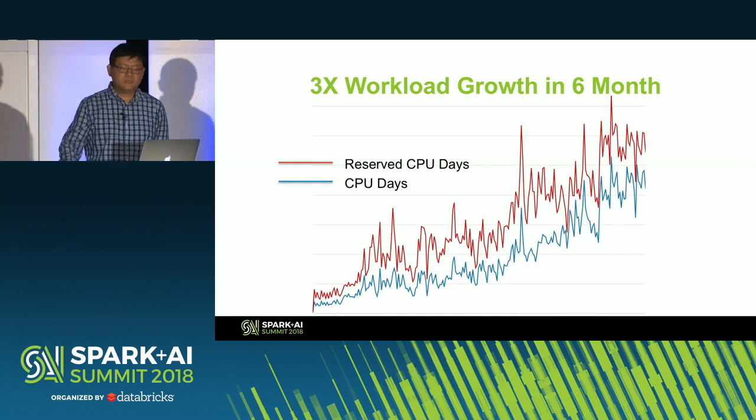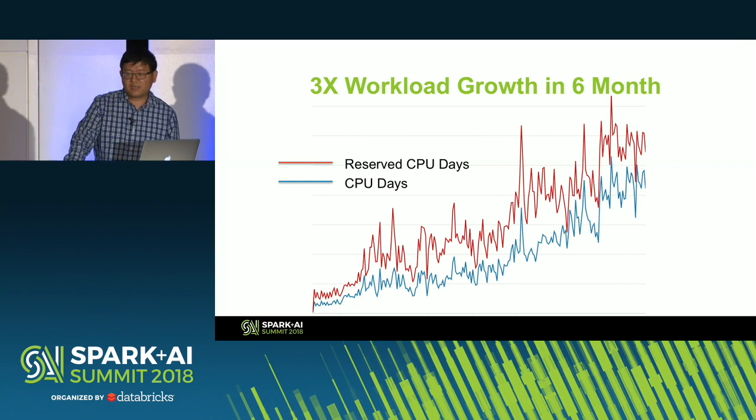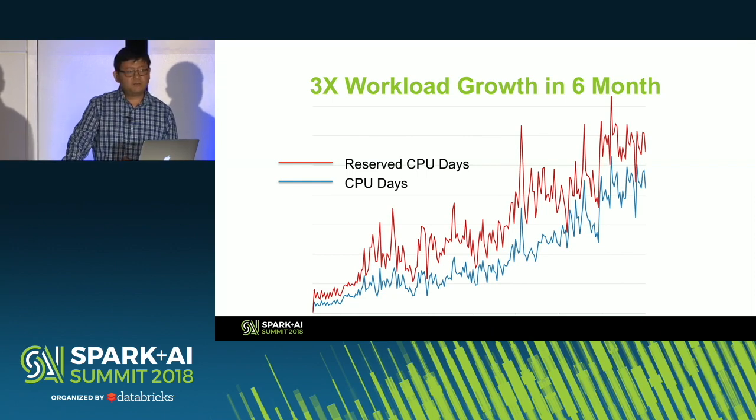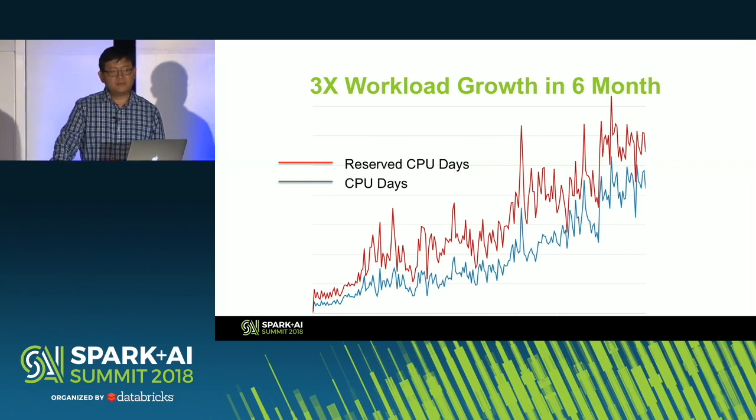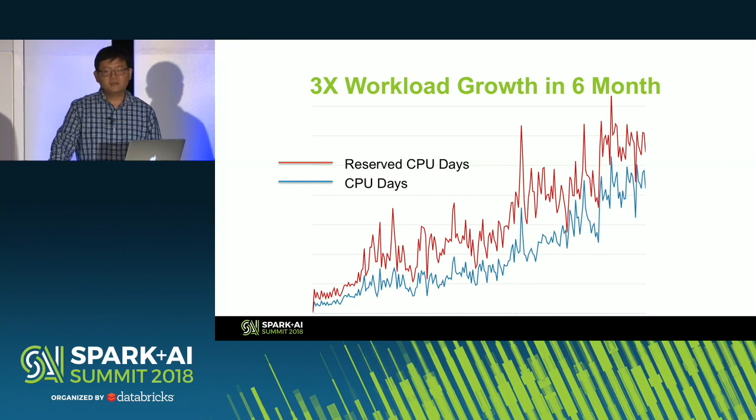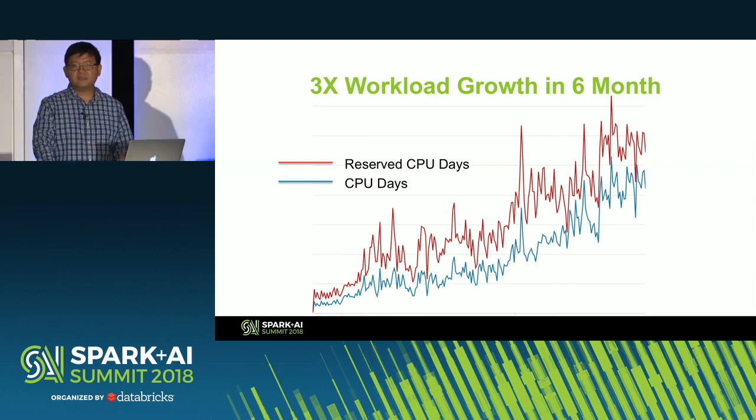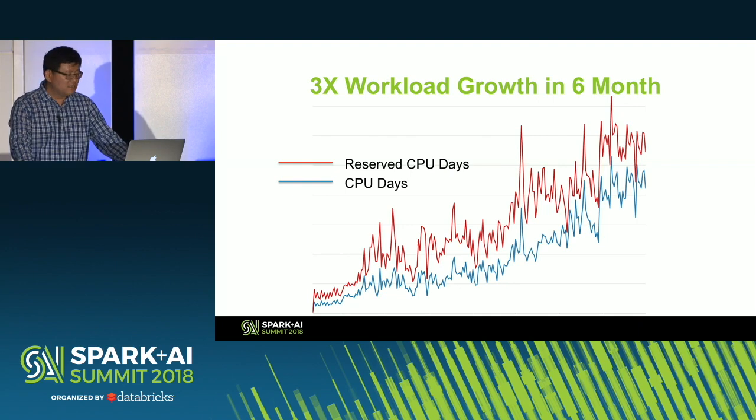The reserved CPU concept is this: when the Spark job requests resources from the underlying resource manager, for example YARN for the open source, it requests the resources, but it may not run any task on those node managers because maybe it's blocking on I/O, or because of scheduling overhead on the driver. But this resource cannot be used by any other job. It gets wasted. The second one is the CPU usage.